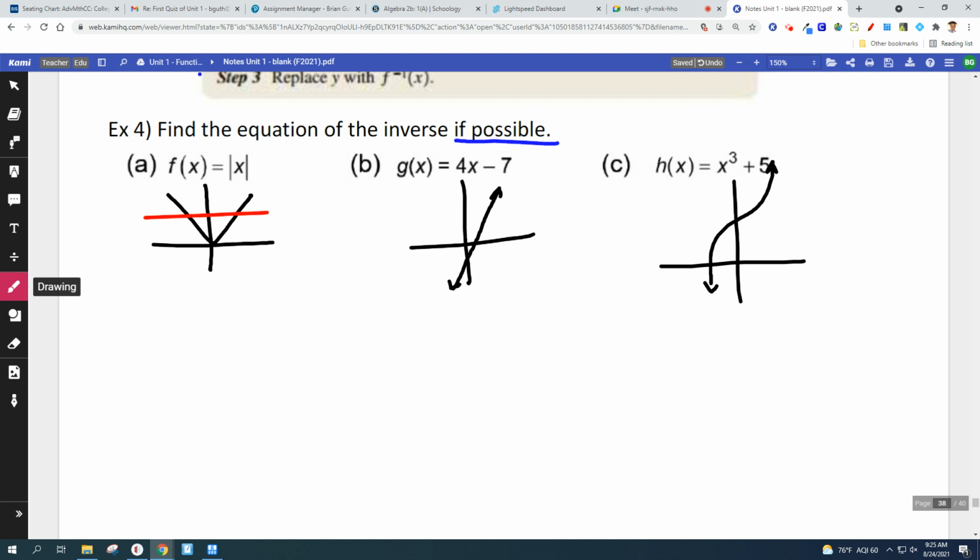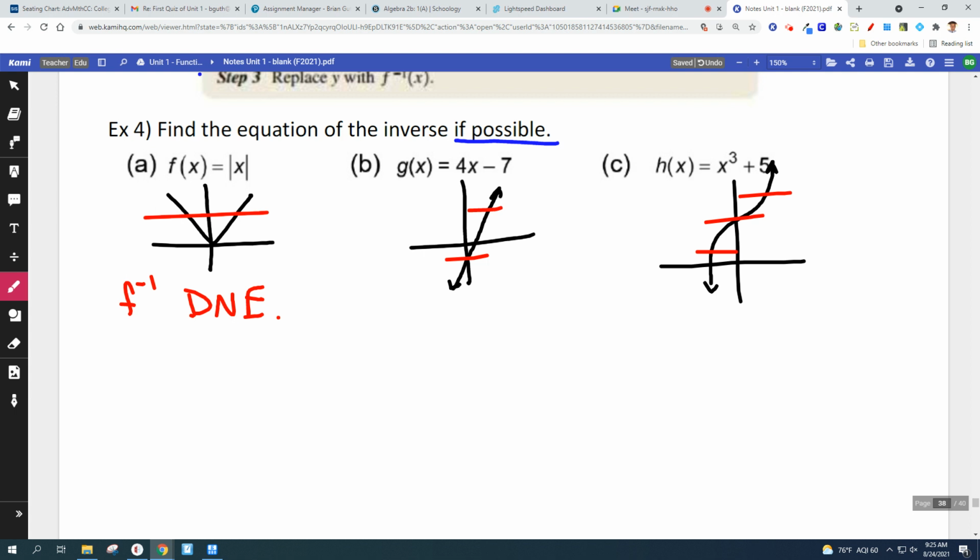The first one doesn't pass the horizontal line test, so the inverse does not exist. DNE. The inverse does not exist because it's not 1-to-1. It doesn't pass the horizontal line test. It's not 1-to-1. Doesn't exist. Okay, but there will be inverses for the other two because the other two are 1-to-1. The other two pass the horizontal line test, so there will be inverses on those.